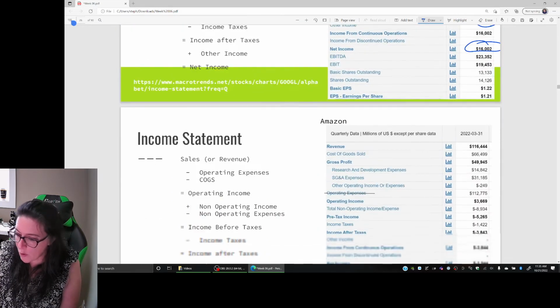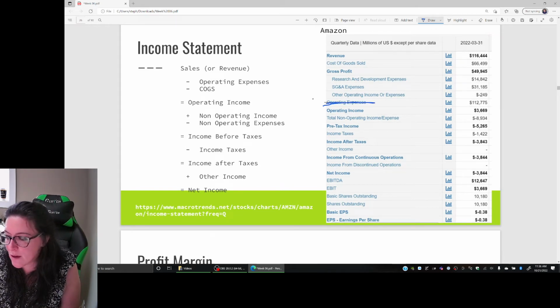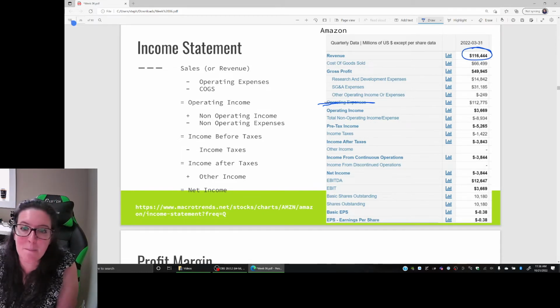We can look at other organizations. So here's Amazon. It's reported the same way, so it has that same issue with operating expenses not being just overhead. But again, revenue of $116 billion, minus the cost of goods sold, minus our overhead and operating expenses, gives us operating income of $3.7 billion. We have total non-operating income or expenses of minus $8.9 billion in expenses.